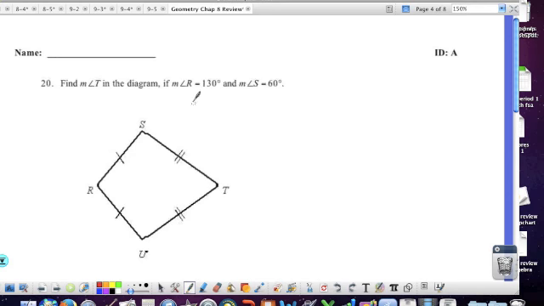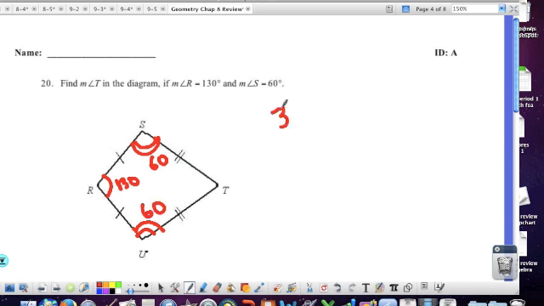For this problem, find the measure of angle T if R is 130. So that's 130. Measure of angle S is 60. I want you to find T. Well, I can see that this is a kite because it has 2 pairs of congruent non-opposite sides. So that means that these are the 2 angles that are going to be congruent.